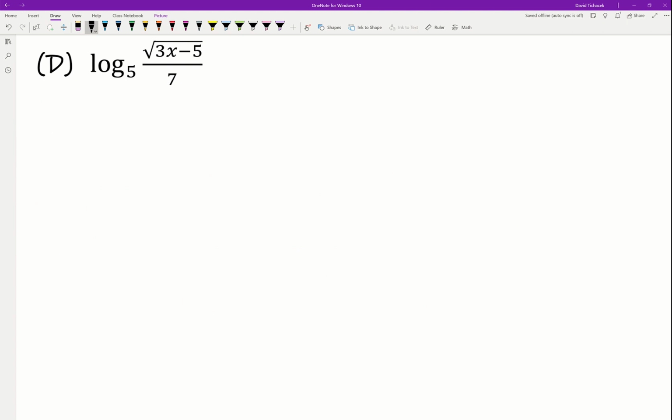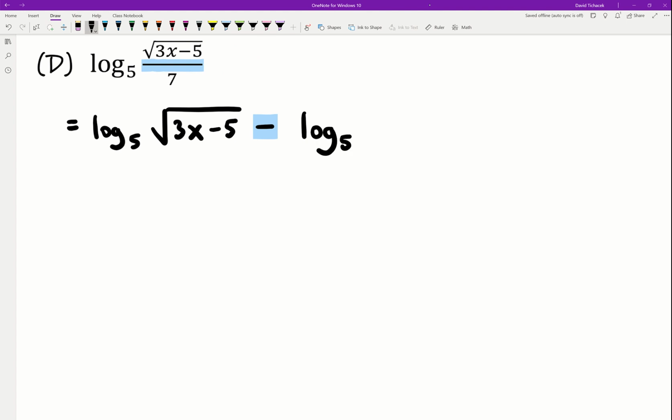So the first thing that jumps out to me, though, is just following along with our same classic rules here. We are taking the log base 5 of a division, okay? And we know exactly how to deal with that. If it's a division on the inside, it's going to be a subtraction of 2 logs on the outside, okay? And so we're going to go ahead and rewrite this as the log base 5 of the square root of 3x minus 5, minus the log base 5 of what we had in the bottom there, which is simply 7, okay?